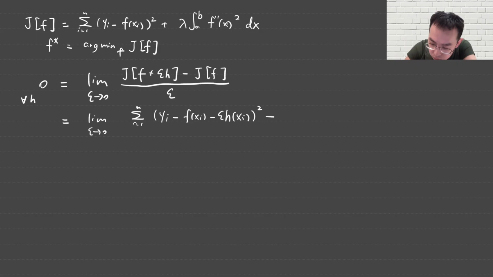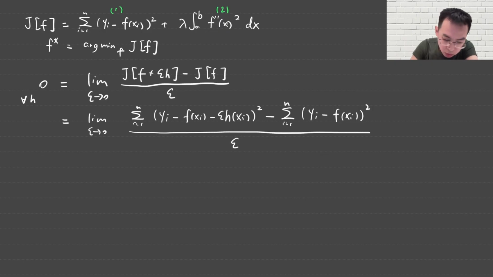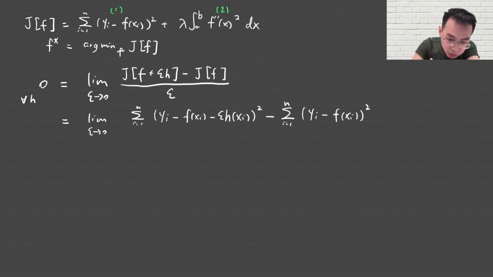minus. I'm going to call this the first term and this the second term, and write them out separately. And the summation from 1 to n of (y_i minus f(x_i)) squared.